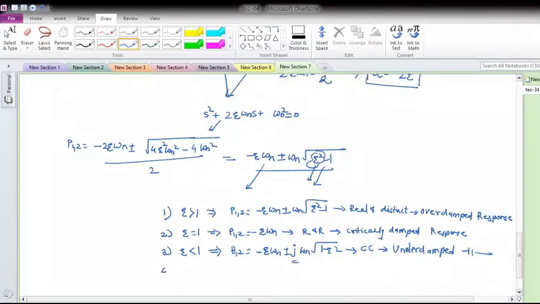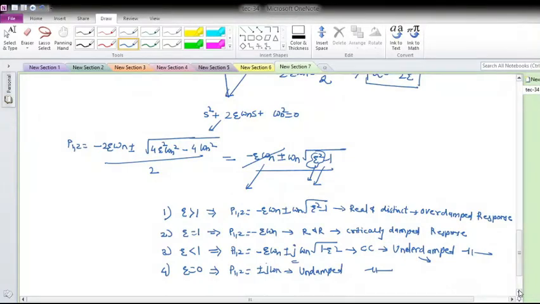And for the last situation, zeta is equal to 0. If zeta is equal to 0, there will be no real root. Now the roots will be purely imaginary, so the roots will be plus minus j omega n, and there is no damping, so it will be undamped behavior. The response is an oscillatory response, a sustained sinusoidal response, which we have already seen.